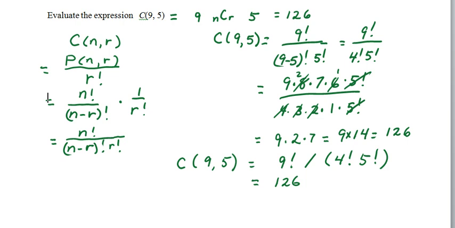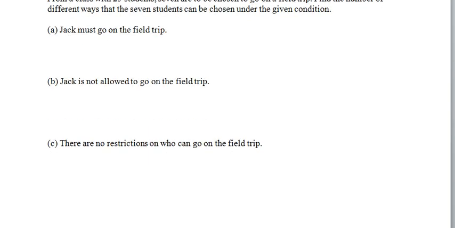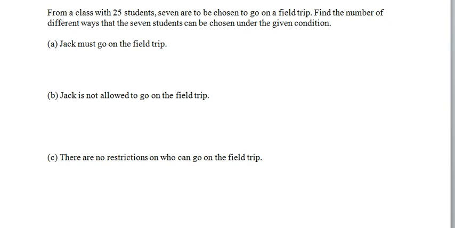Let's do one more problem using combinations. It says, from a class of 25 students, 7 are chosen to go on a field trip. Find the number of different ways that the 7 students can be chosen under the given condition. So the first condition is that Jack must go on the field trip. And so here I would use the fundamental counting principle and split the problem into two parts. We have to choose Jack, and then we have to choose 6 others.